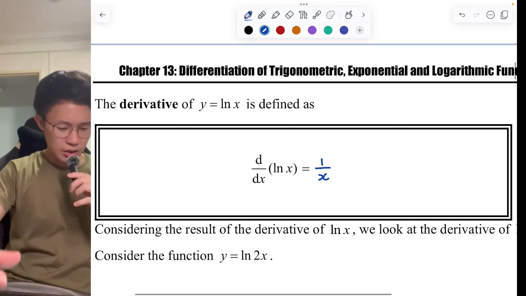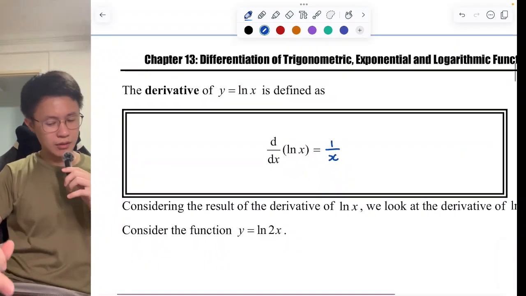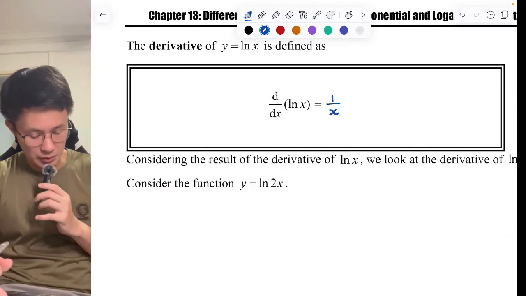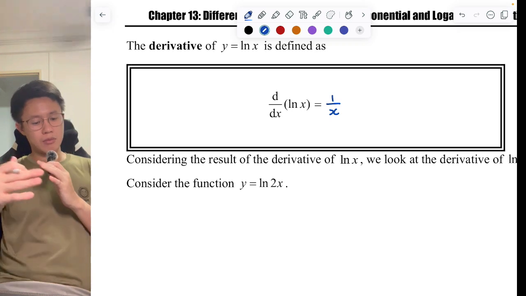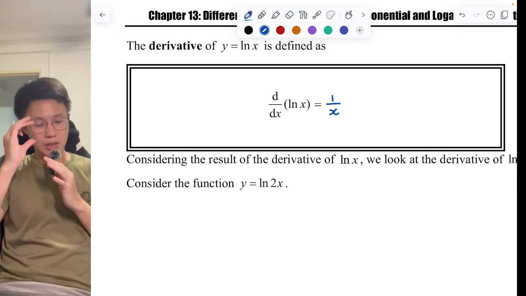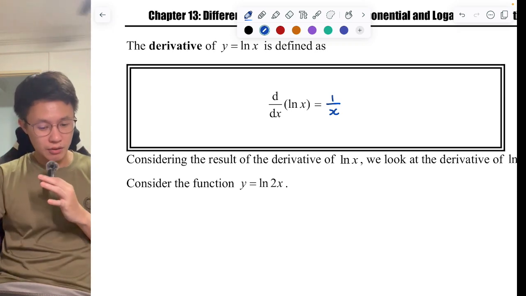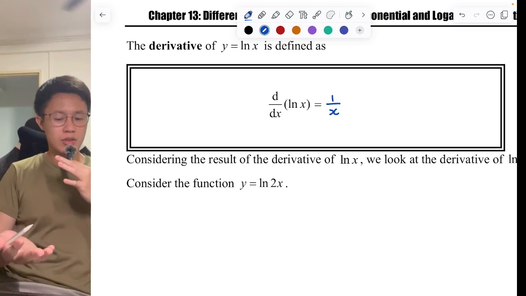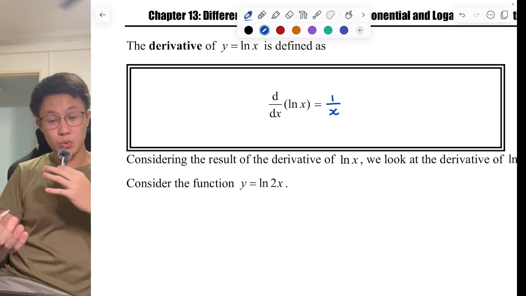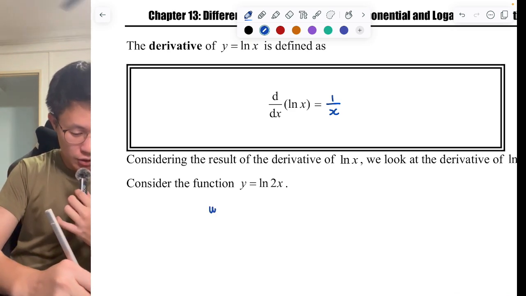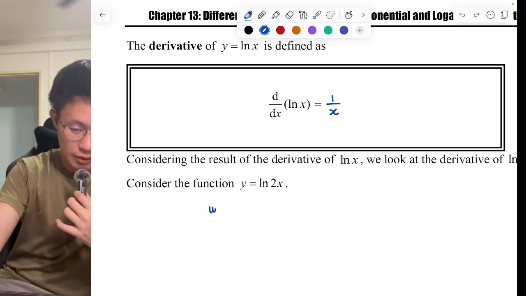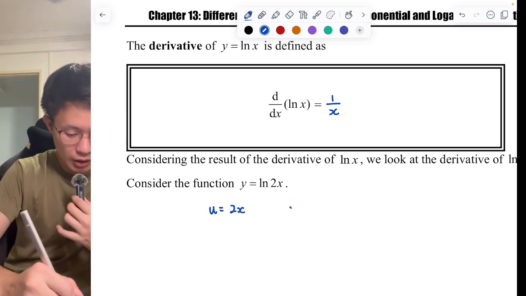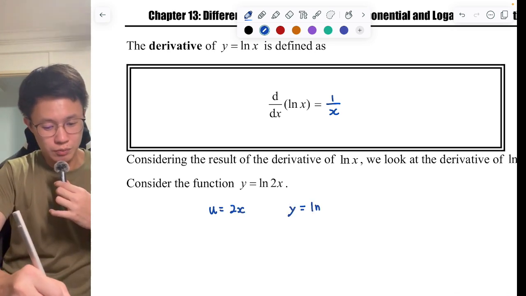Quite weird, but yeah, so we're going to look at more difficult ones. Knowing that it's 1 over x is not really a big discovery. So we're going to use the same way as we did for exponential functions. We're going to use substitution to figure out the differentiation of y equals ln 2x. So same thing, let u be equal to 2x, and therefore we have y equals ln u.